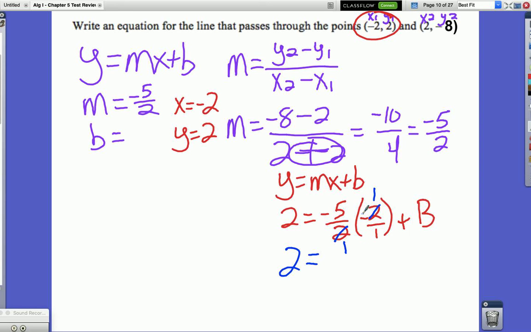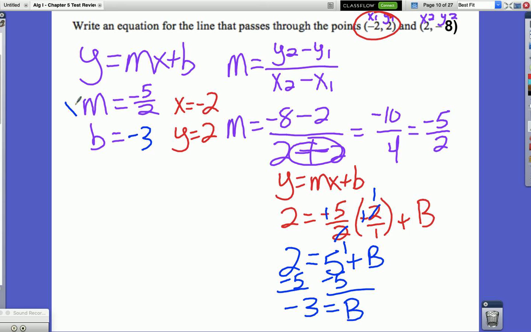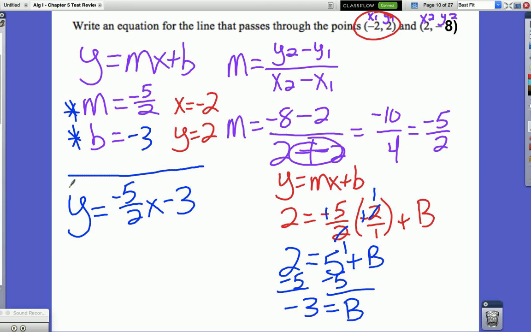So now to multiply, 2 equals, when we cross cancel, 2 and 2 cross out, and a negative times a negative is a positive, so we have 5 plus b. To undo a +5, we subtract it, so our y-intercept is -3. So we found the slope using the slope formula. We found the y-intercept by using the slope and plugging in one of the points. So our answer is y equals negative 5 over 2x minus 3.